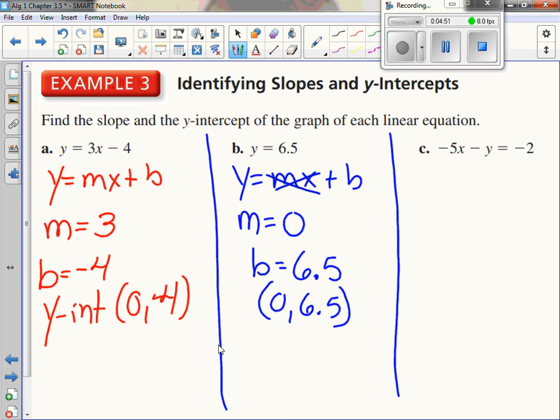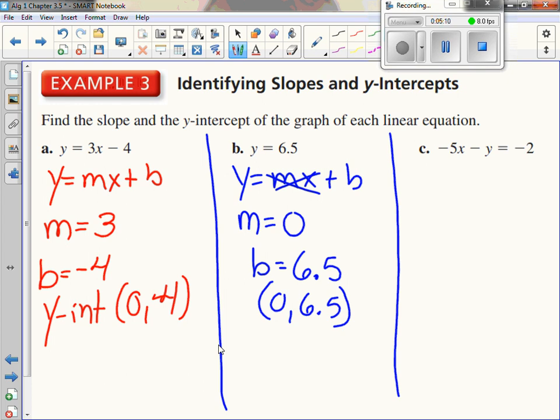Any questions on any of this here so far? Any questions on anything we've done so far? Okay. That brings us to the last one here. Negative 5x minus y equals negative 2. Is y by itself, and is it positive?